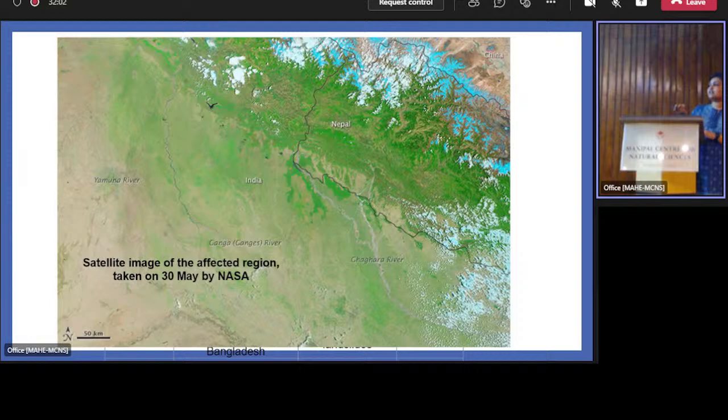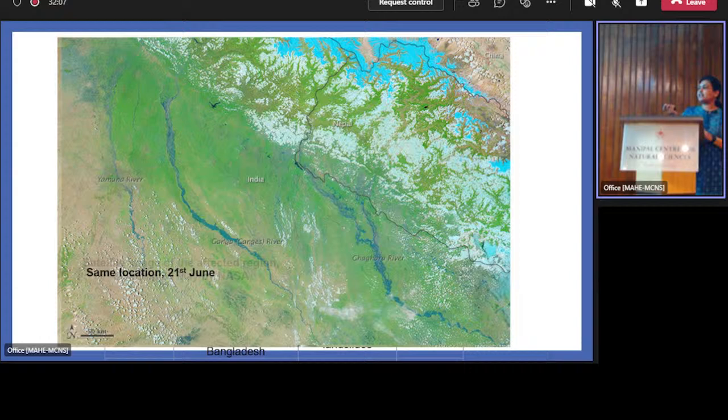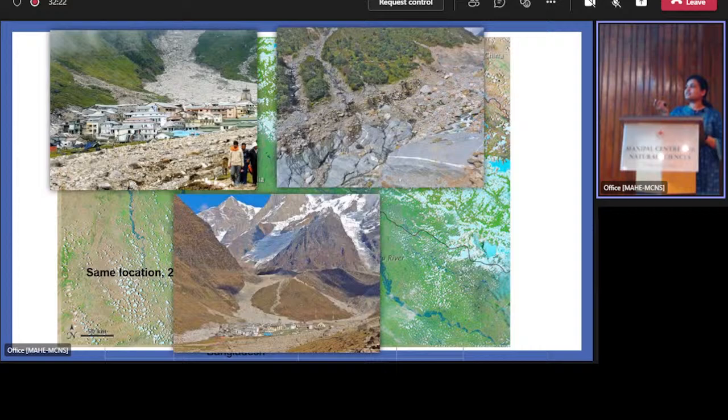And you see, after the event, all these rivers are flooded, and the entire region was flooded and caused several disastrous landslides. These are some field photographs taken during and after the disaster.